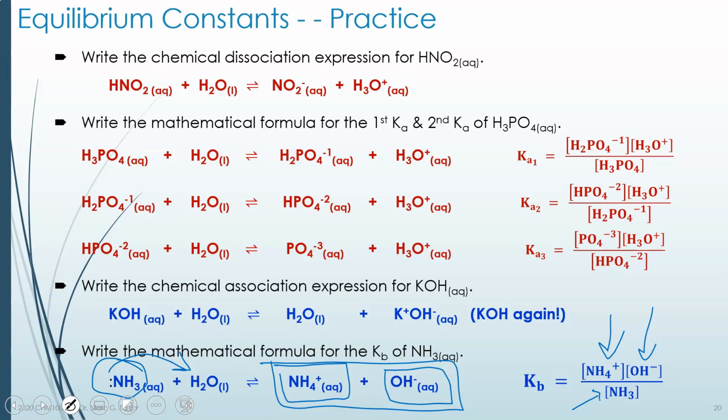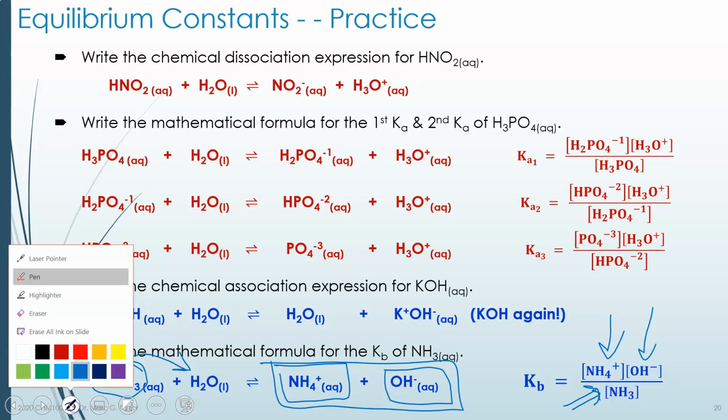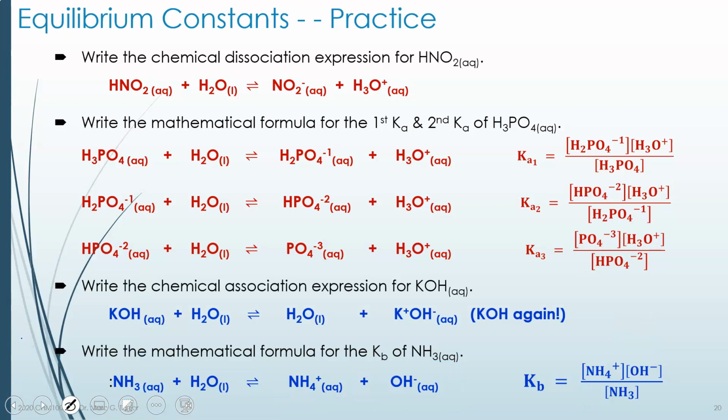And this is a weak base, so most of it still is in this form, in the bottom. And as a result, this number is very low, so you're always going to find a low equilibrium constant for weak acids or weak bases, and a high equilibrium constant for strong acids and strong bases. And with this, we'll stop here.